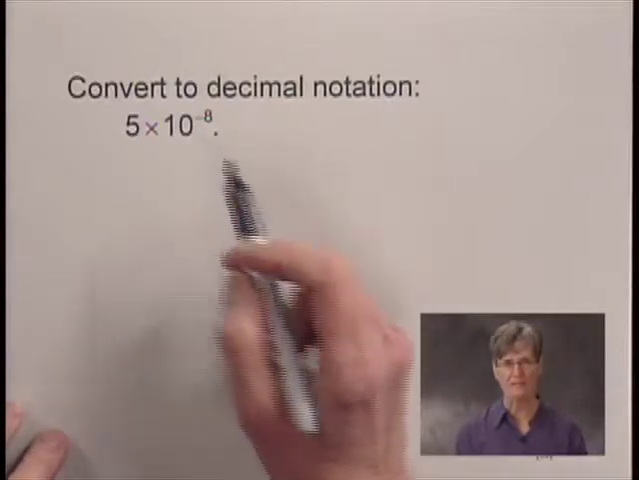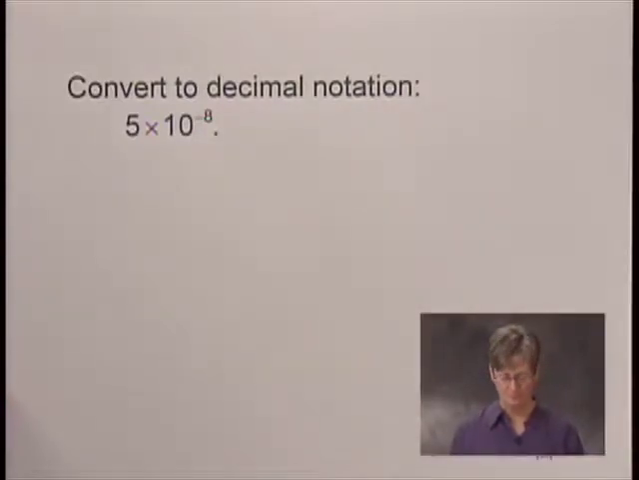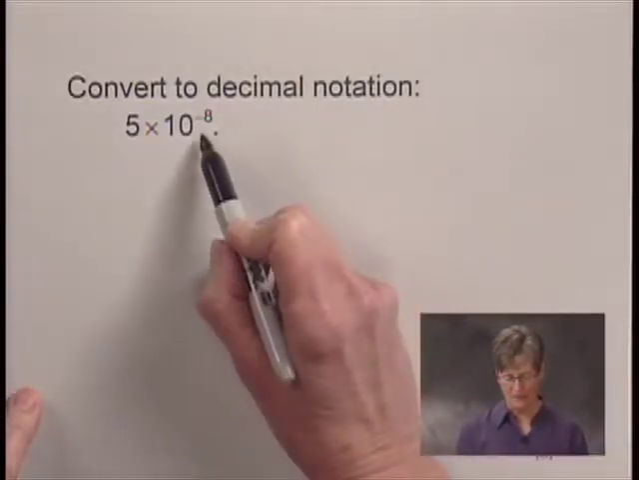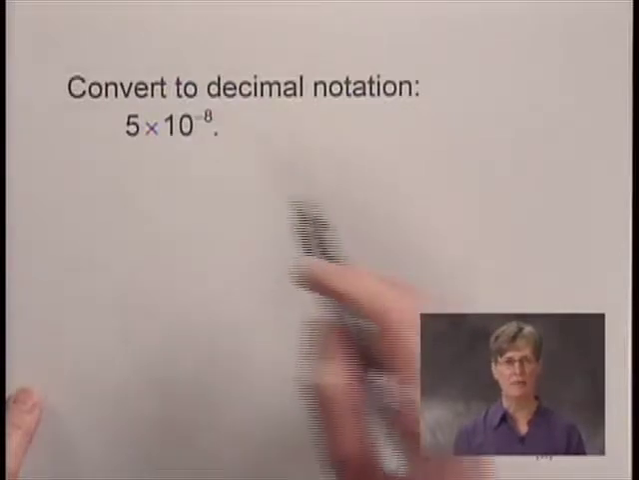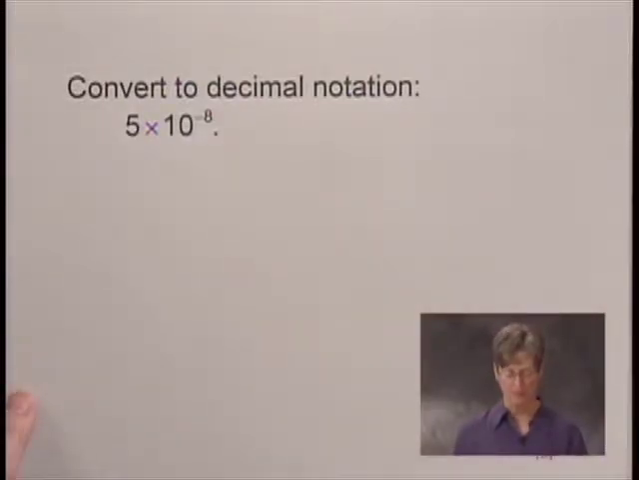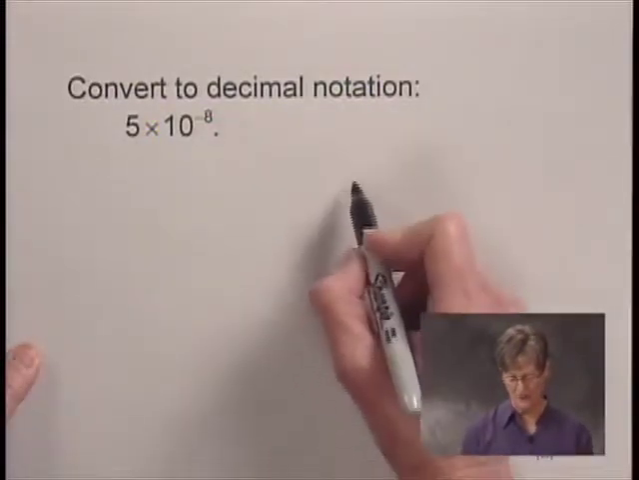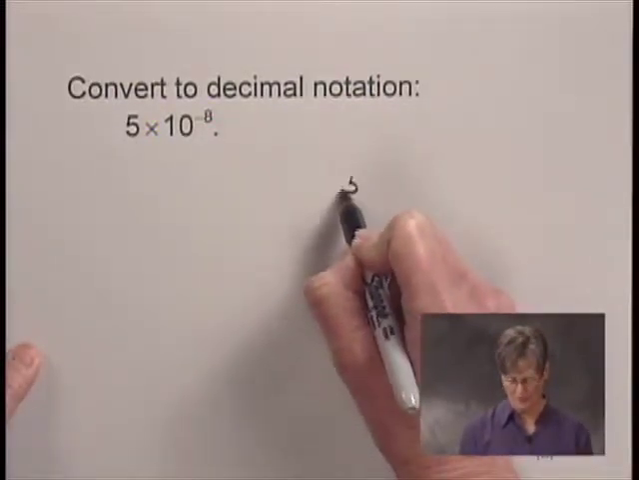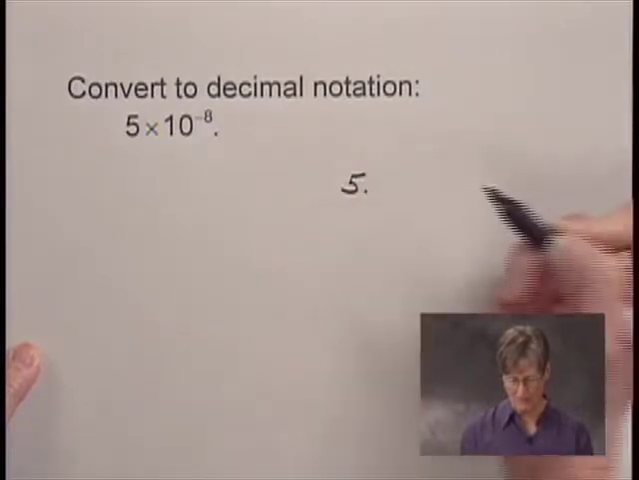We'll convert scientific notation to decimal notation. And the number that we're converting is 5 times 10 to the negative 8 power. Now the exponent on 10 is negative, so that tells us that the number that we convert to will be a small number. And that in turn tells us that we'll be moving the decimal point on the number 5 to the left. So let's start with the number 5 and write its decimal point.